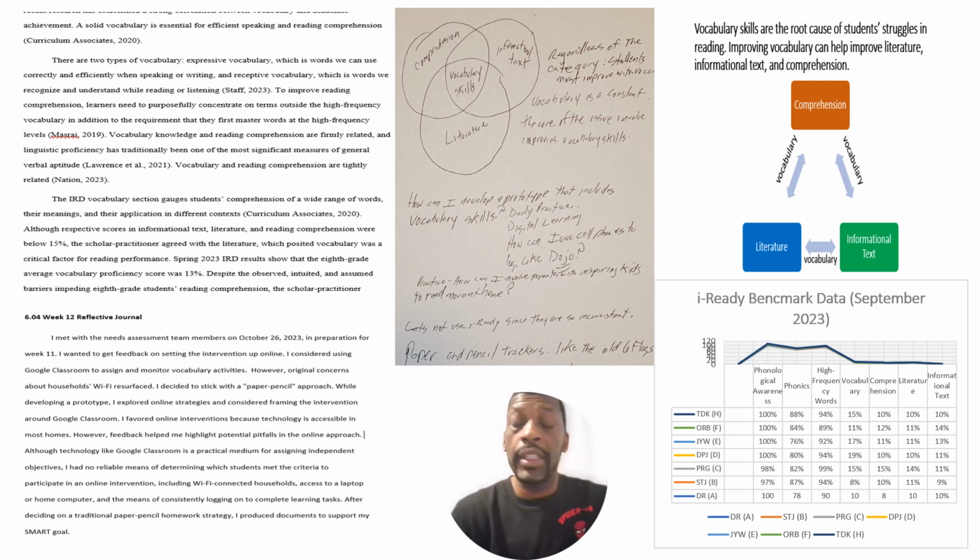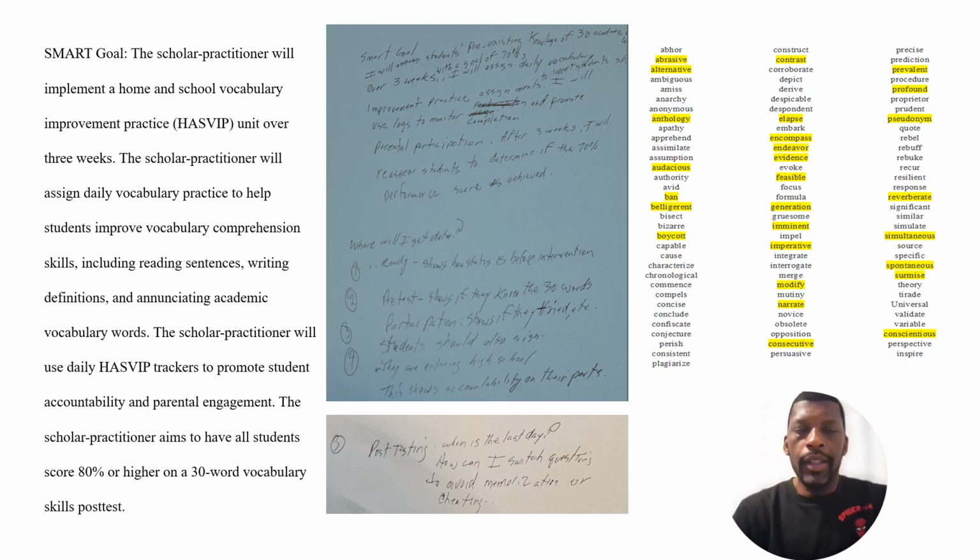The scholar practitioner ideated intervention strategies and pitched strategies to stakeholders for feedback. The scholar practitioner developed a SMART goal based on feedback to address students' deficiency in iReady diagnostic vocabulary outcomes. The scholar practitioner developed an acronym for the vocabulary intervention, HASVIP, Home and School Vocabulary Improvement Practice.